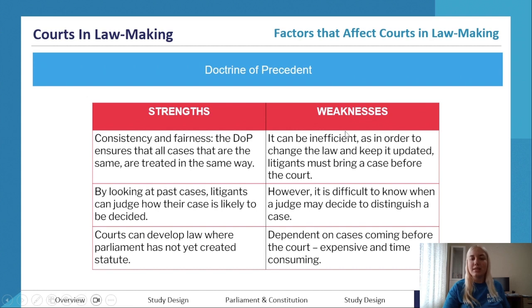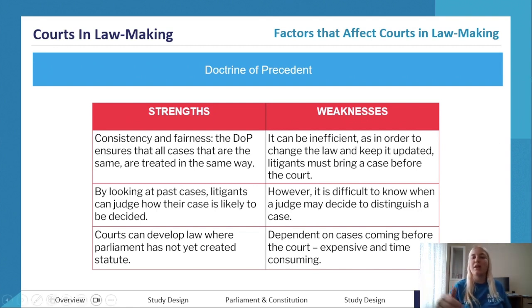Now, some of the weaknesses. It can be inefficient because in order to change the law and keep it updated, the litigants must bring a case before the court. So there is the requirement for standing. Only someone that is directly affected by a law can initiate a case with regards to that law. Okay.